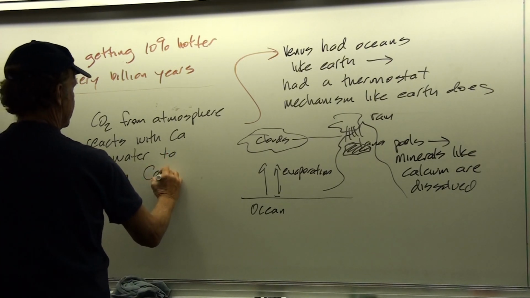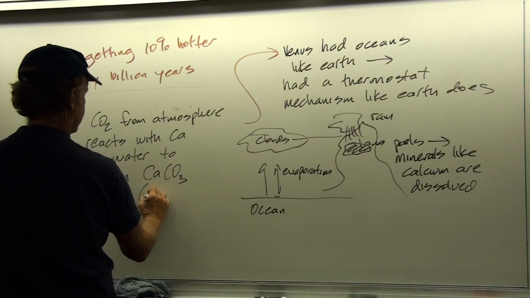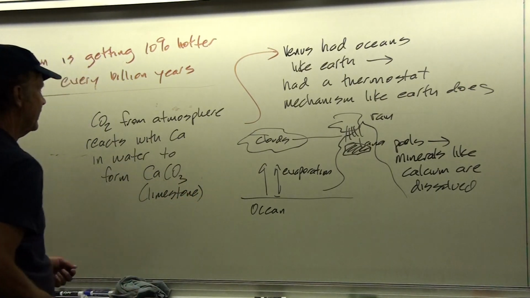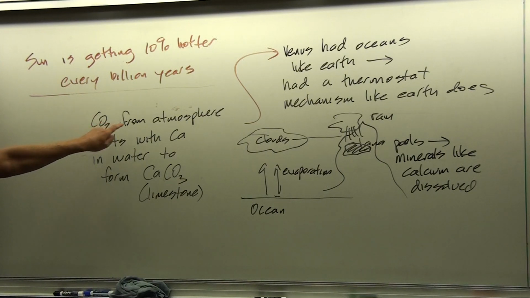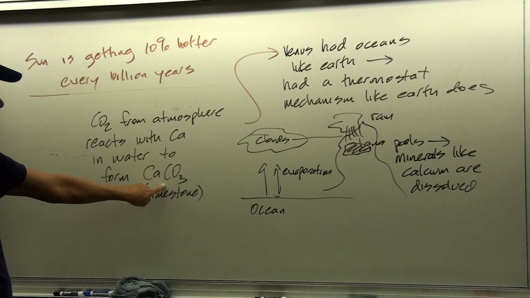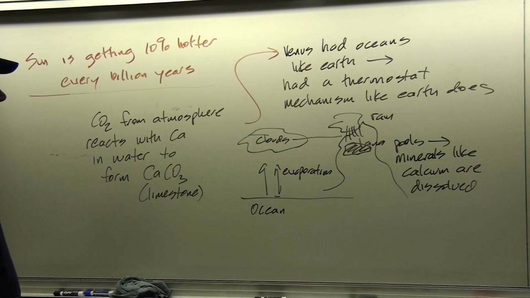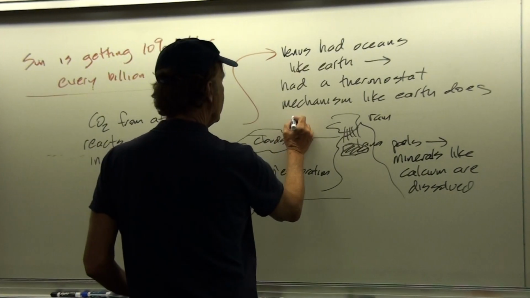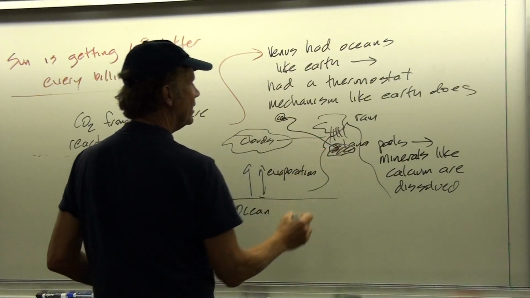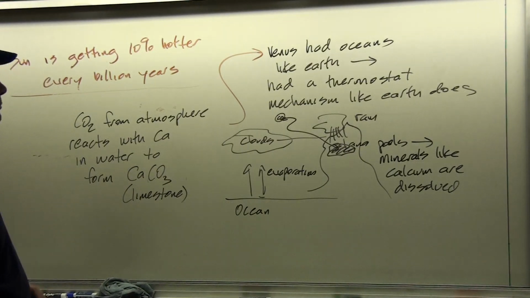To form calcium carbonate, which is the same thing as limestone. Essentially then, the carbon dioxide is combining with calcium in water to form rock. Okay, and so the net effect of all of this then is to pull CO2 out of the atmosphere. So CO2 then goes into these pools and reacts with the calcium to form rock.